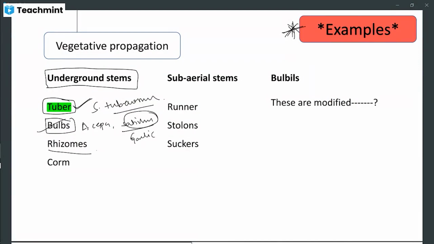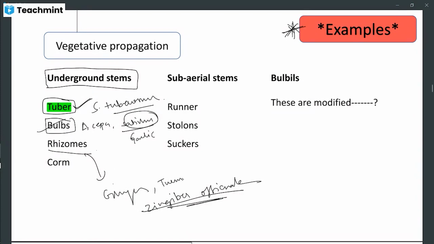And what about rhizomes? What would be the apt example for rhizomes along with the scientific name? Ginger. Ginger, okay. Scientific name? Anyone? So it is Zingiber officinale. Please do remember the scientific name. This is an important thing. Another example, along with ginger, would be turmeric, and the turmeric scientific name is Curcuma domestica.